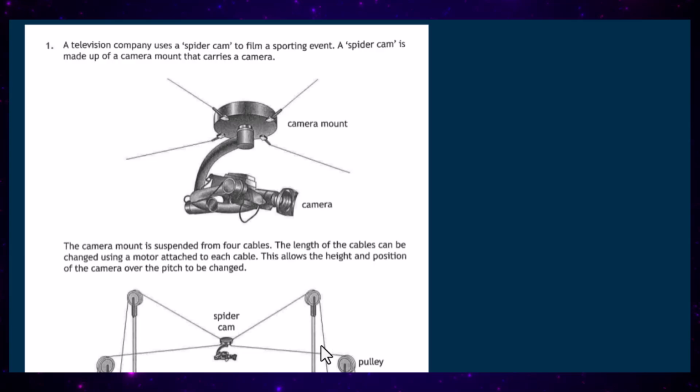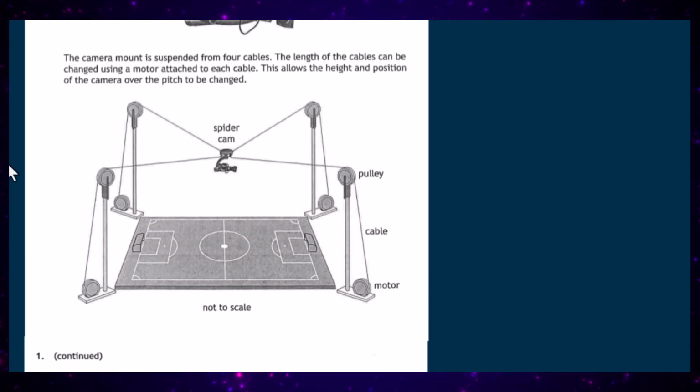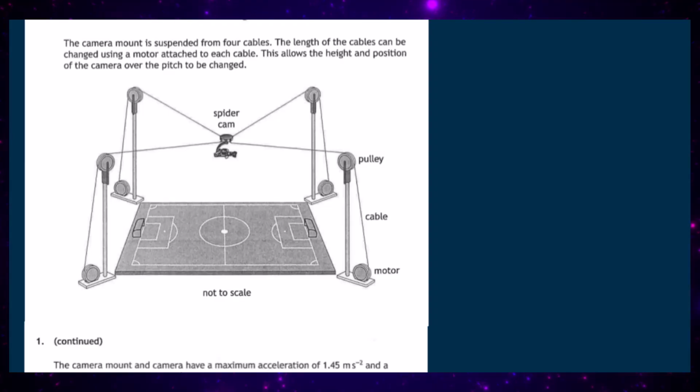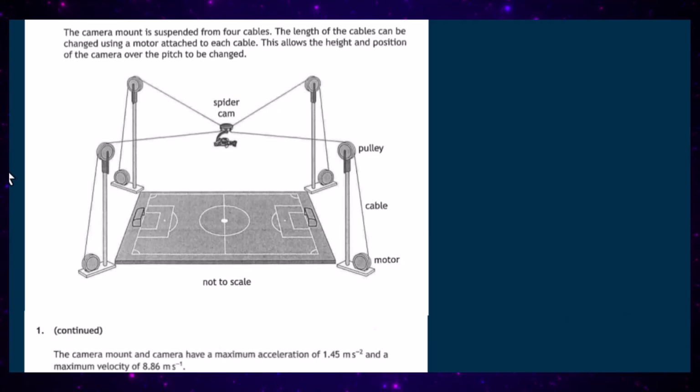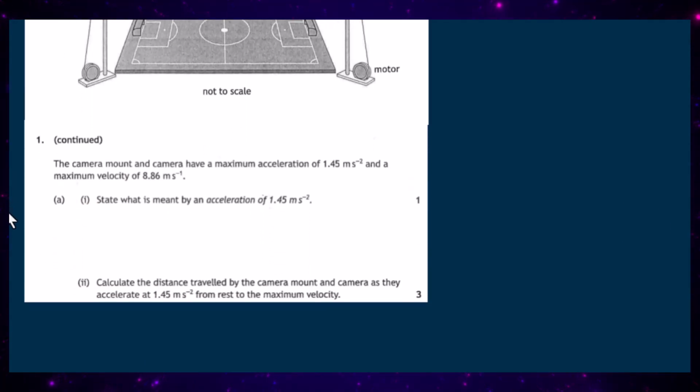Now, the camera mount is suspended from 4 cables, as you can see in this diagram here. The length of the cables can be changed using a motor attached to each cable. There's a motor here, and the motor pulls the cables, and you can have the spider cam moving. This allows the height and position of the camera over the pitch to be changed. So we see what's happening. Now, what's going to be our first question here?